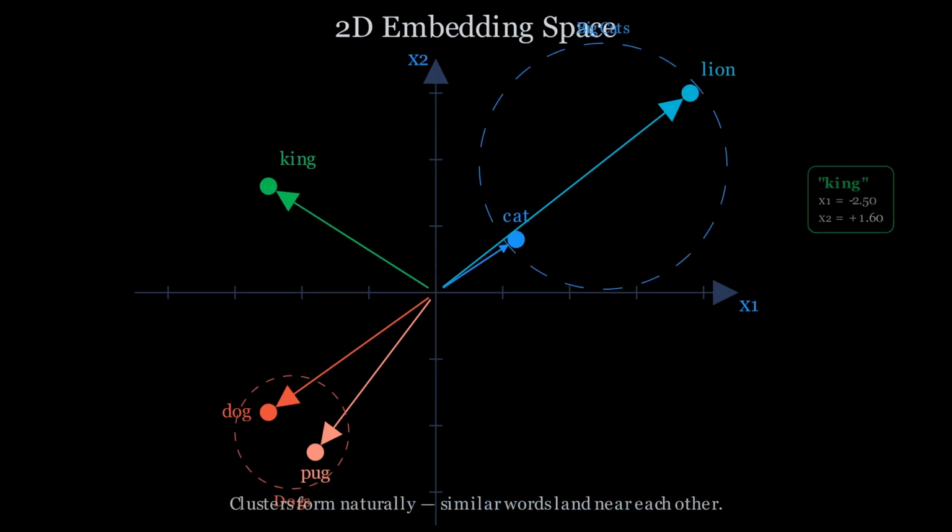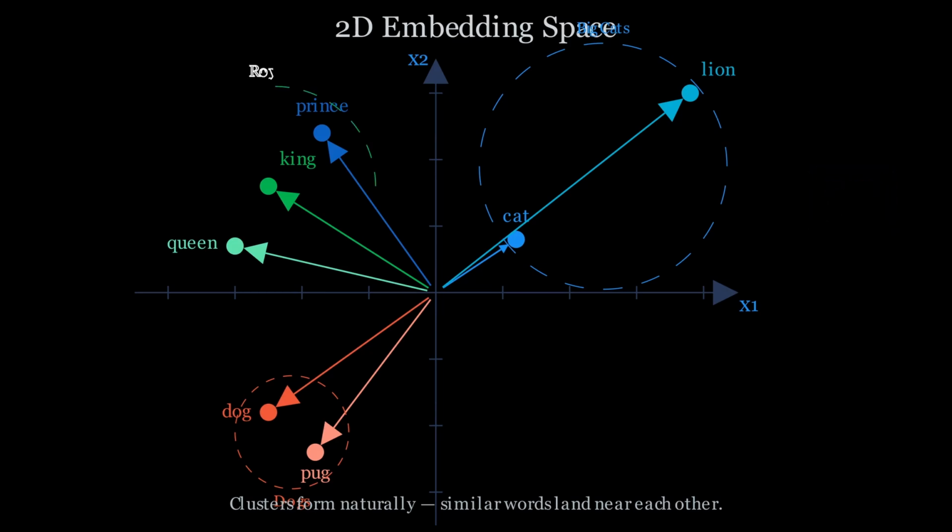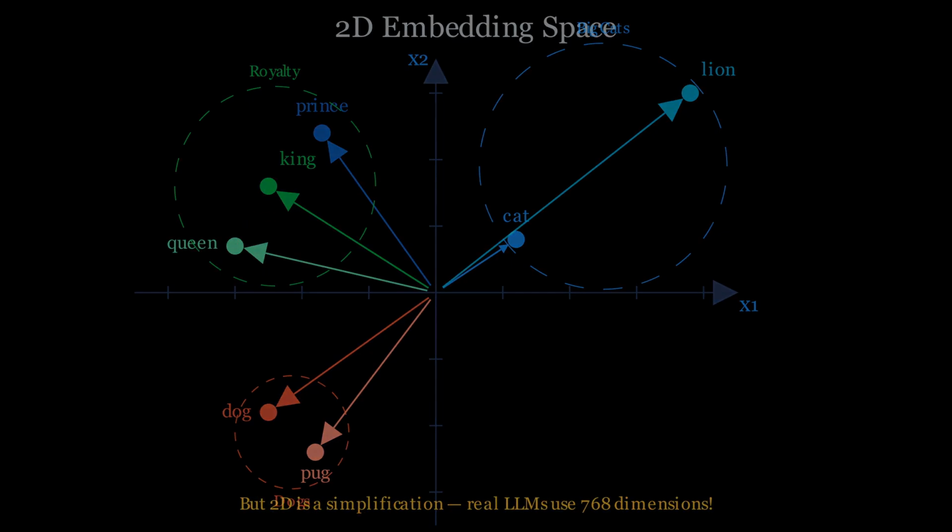We can even go further. Add words like king, queen, and prince. They form another cluster, royalty, far from animals, but close to each other. So, what does this show? Words with similar meanings stay close. Different meanings create distance. This is how models understand relationships through geometry.